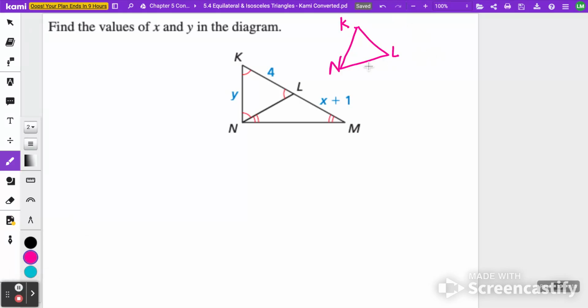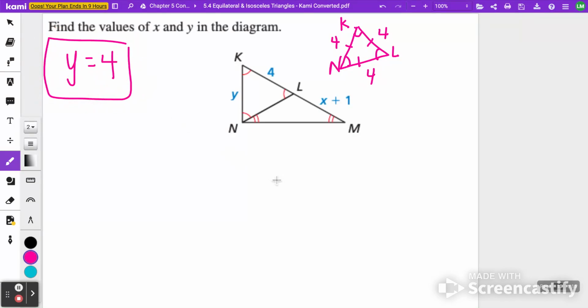So K, L, and N all have the same angles, which means they're all going to have the same sides. And right now, one of the sides is listed as 4, which means all sides are 4. So y is equal to 4. Okay? The last little piece we have is x. And again, you might want to consider drawing these separately.